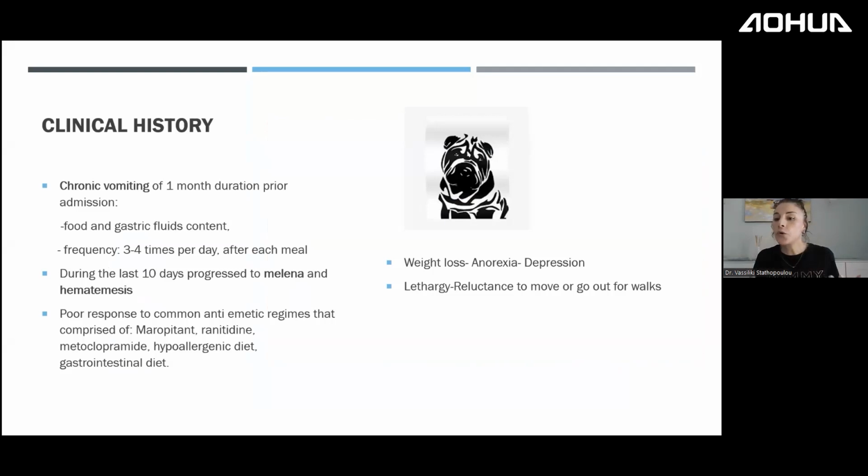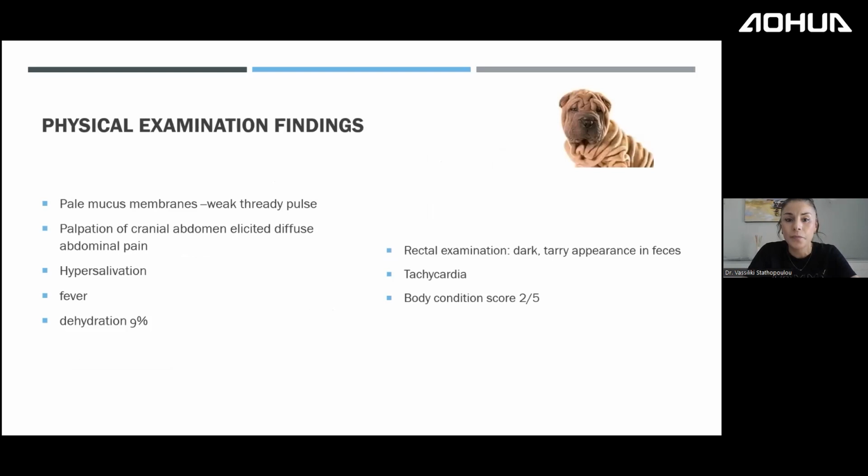The owners had not noticed any hematemesis or black feces during the prior period. She had a very poor response to common antiemetic treatment; for example, she was administered maropitant, ranitidine, metoclopramide, a hypoallergenic diet, and she was also on a gastrointestinal diet, but with no response. She experienced weight loss, anorexia, and depression, up to the point that she was very reluctant to move and to go out for walks.